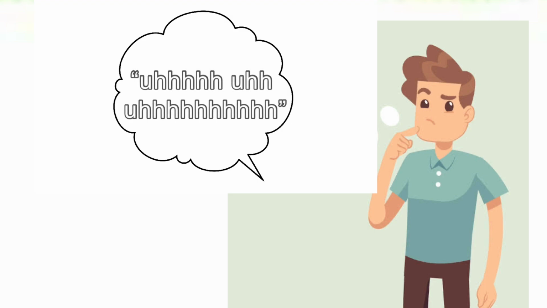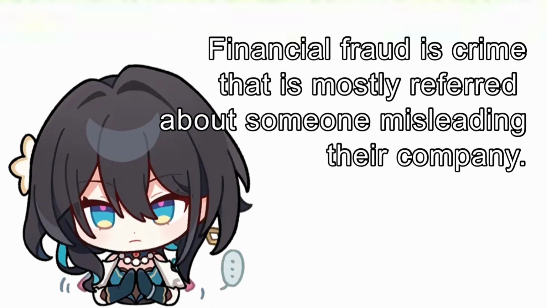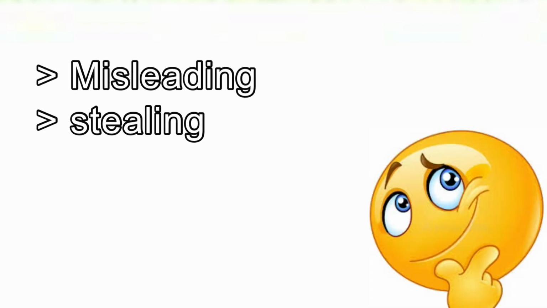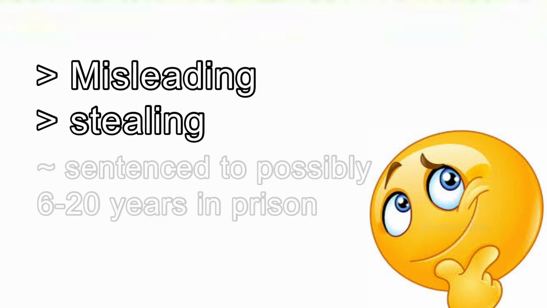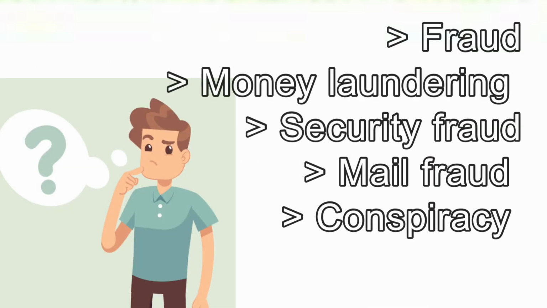But after absorbing this information, wouldn't it be nice to summarize it all? Well, let's do so. Financial fraud is a crime that refers to someone misleading their company. These methods include misleading and stealing identity, which can land you roughly 6 to 20 years in prison, with charges such as fraud, money laundering, security fraud, mail fraud, and conspiracy.